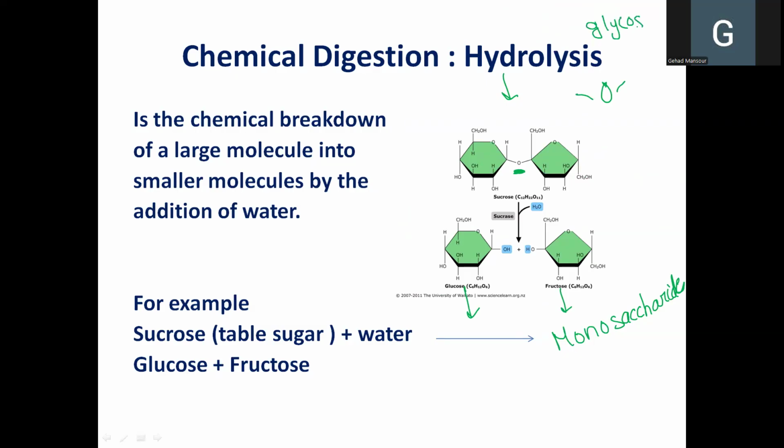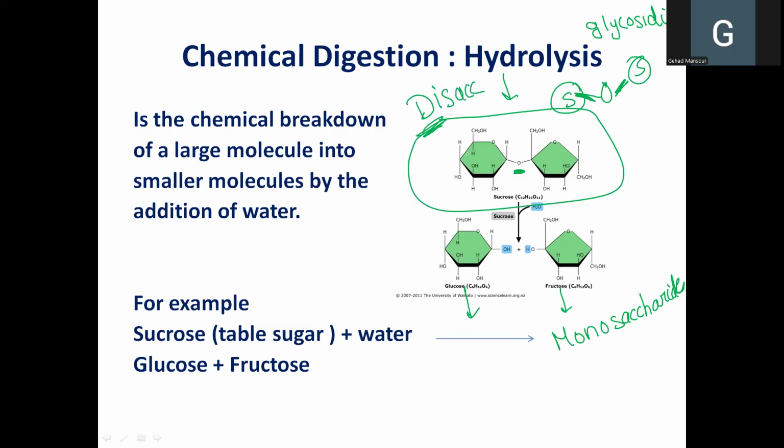Glycosidic bond. It's an oxygen that is connected via two single bonds to two sugars. So you have a sugar here and a sugar there, and they form together that big molecule, which is called the disaccharide. Why di? Because the molecule is made up of two sugars.